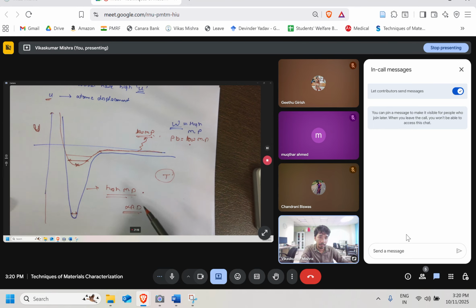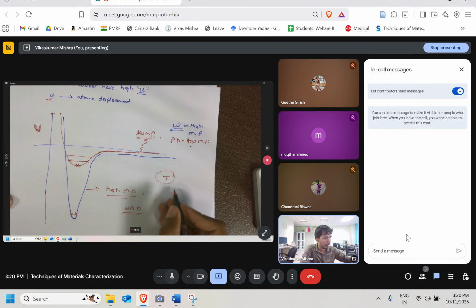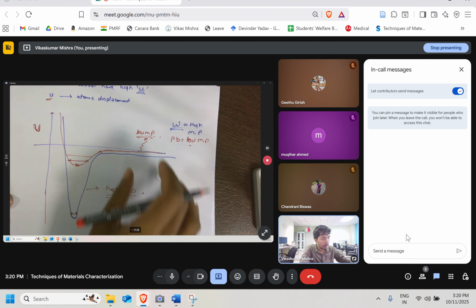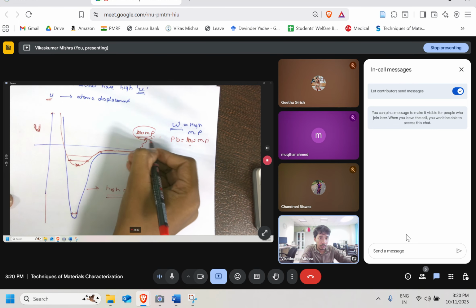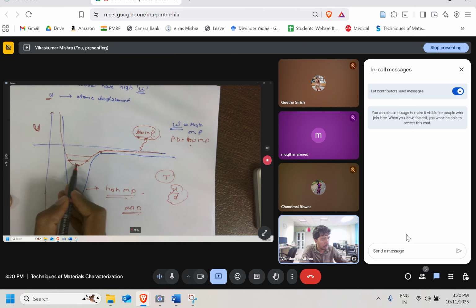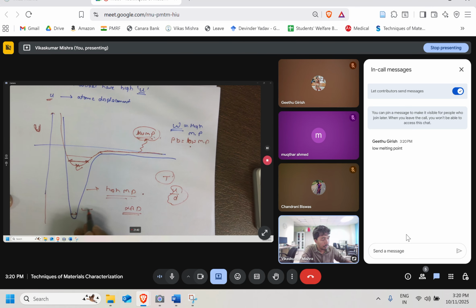Our XRD pattern is going to be affected because of mu over T, right? If something is a low melting point one, we saw that there will be a huge displacement. So this one is going to affect the XRD pattern to a larger extent, while the high melting point one will not affect it that much. Yeah, that's right. So Gitu has answered that it is the low melting point.